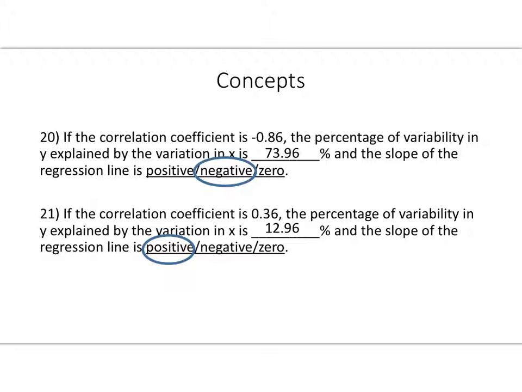Now up here, if this is your R, you square it to get the percentage. So 73.96% of the change in Y is explained by the change in X. If I square 0.36, that's 12.96% of the change in Y is explained by the change in X. We'll talk about this more in the context of a problem when we get back to class on Wednesday.